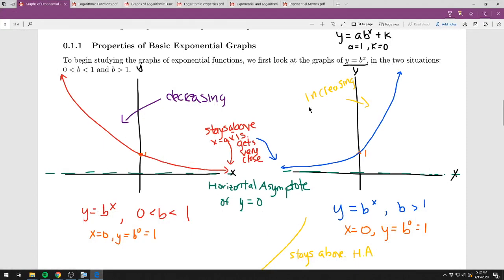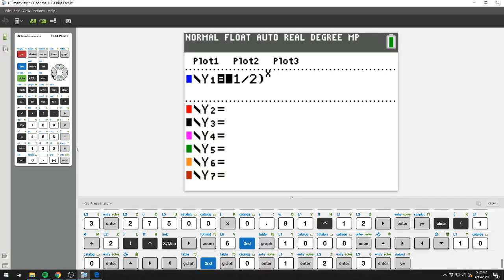Now I'll graph one bigger than 1. Like I said, I'll graph y equals 2 to the x.